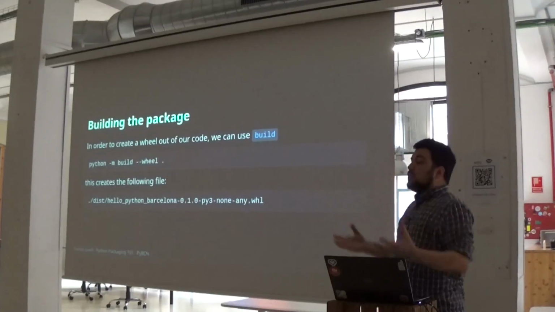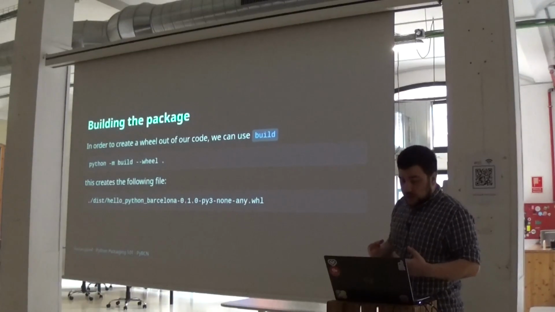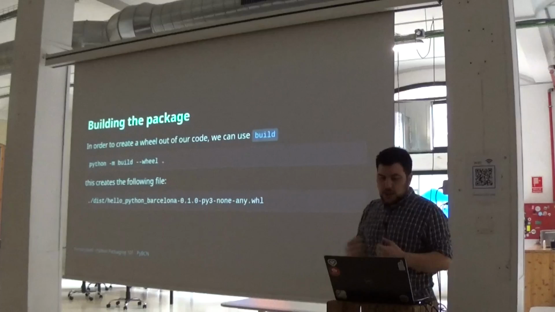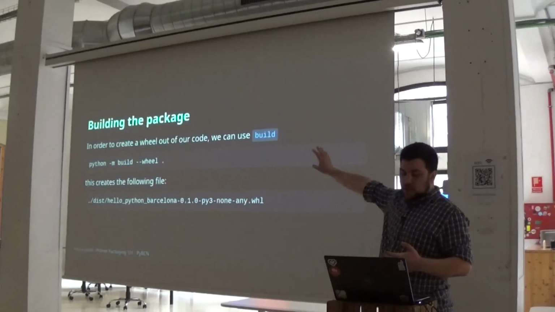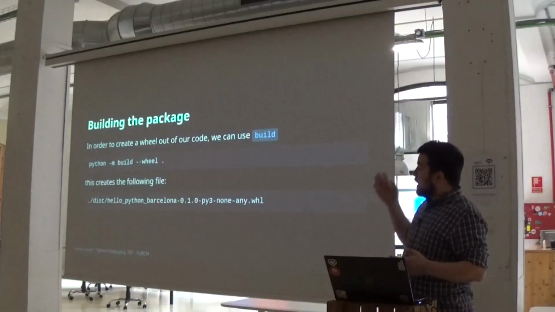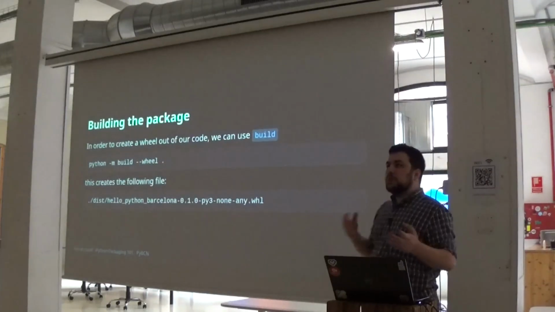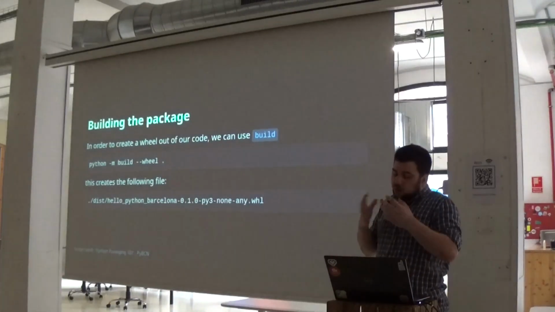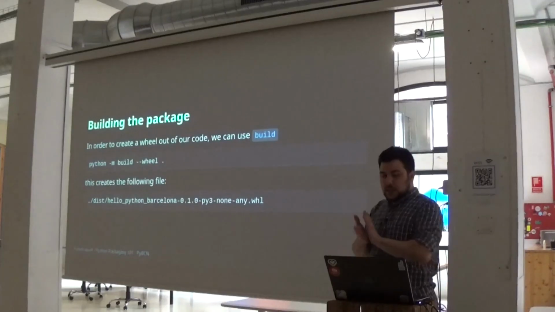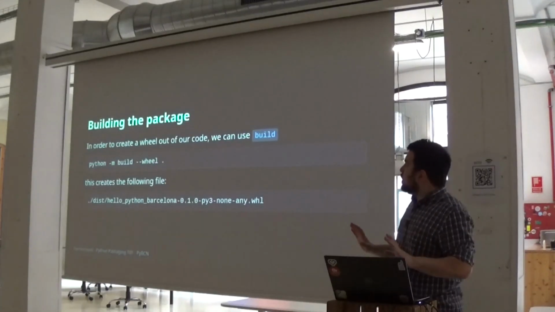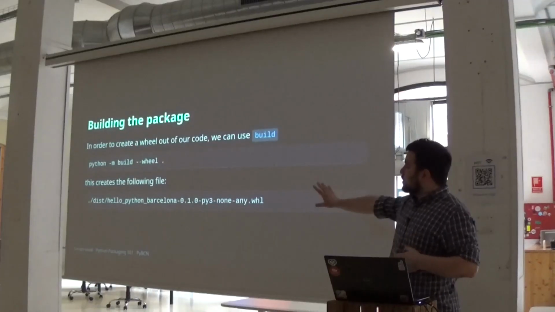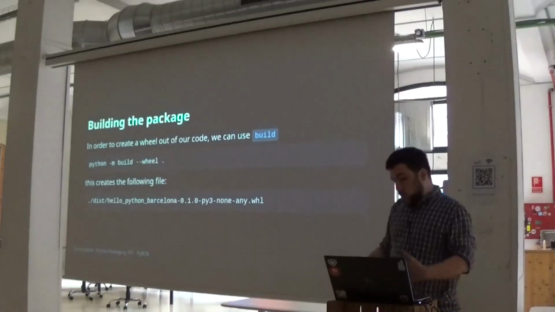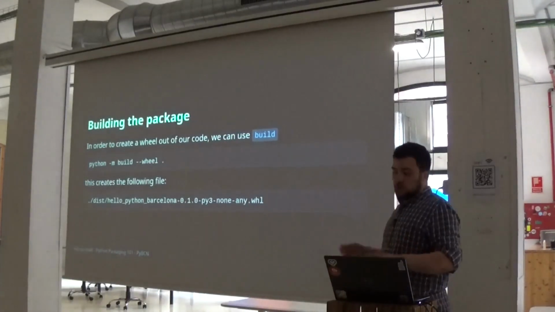Again, if you go to the official Python documentation on how to build a package, you will find that this is the way to build packages, and it's as easy as running this command above, python -m build, and then we pass the option wheel. Of course, you can build different kinds of artifacts that you can upload to PyPI, but for our intents and purposes, we only care about wheels, and that's pretty much it. When you run your command, it will create this file, a WHL, a wheel file, and this is what we need to upload to PyPI.